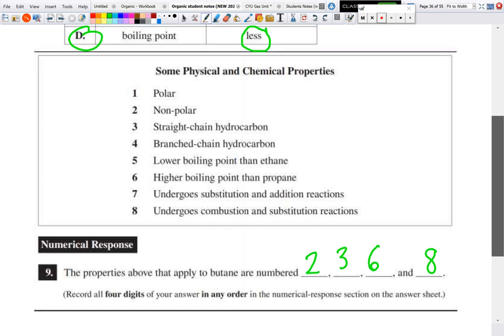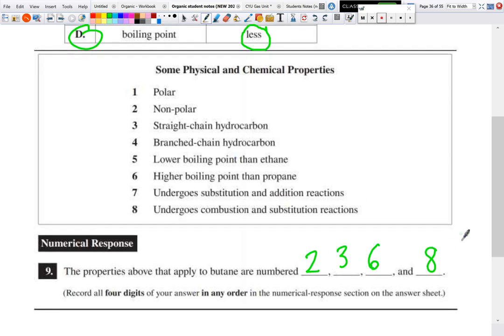Our next one, your answer should be 2, 3, 6, and 8. So properties above of butane, so it's just straight chained, and of course it is nonpolar, it's straight chained. It's going to have a higher boiling point than propane because propane is only 3 carbons. And for this one right here, I know we haven't really looked at all the reactions yet, but right away it undergoes combustion reaction. It's a hydrocarbon, you know it burns, so that's why you can choose 8.